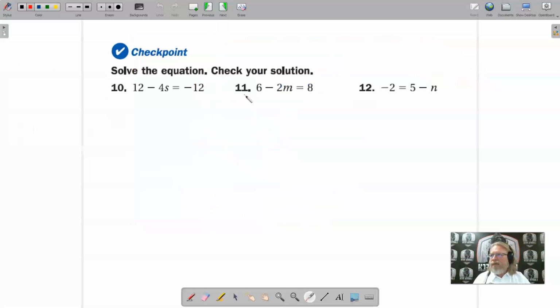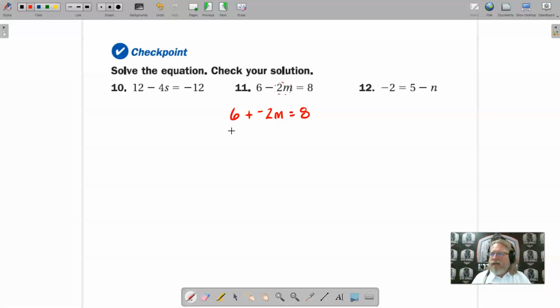So using our checkpoint here, we'll go ahead and do number 11 right here. So let's go ahead and write this as a sum instead of a difference. Let's do 6, change the subtraction to addition, take the opposite of the value that follows. So instead of positive 2m, it's a negative 2m equals 8. Doing so lets us see that this is definitely a negative coefficient that we have tied to the variable m.